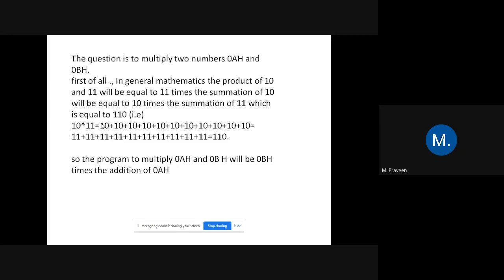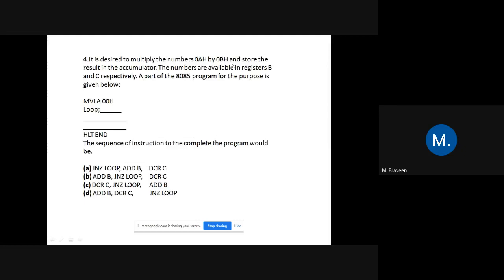Generally, how do we do multiplication in 8085? We have addition and subtraction instructions, so by using the addition instructions only, we are going to do the multiplication. The concept is very simple. Here the given values are 0A and 0B, and they are currently stored in B and C. Just see the question here: the numbers are available in register B and register C, which means B will have 0A and C will have 0B.